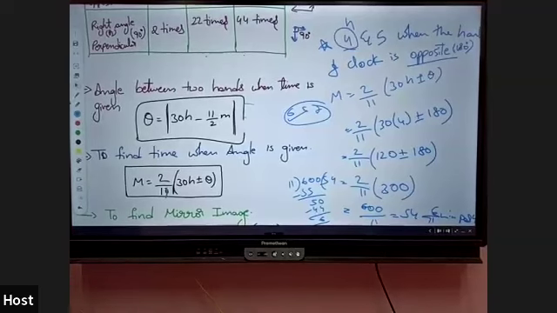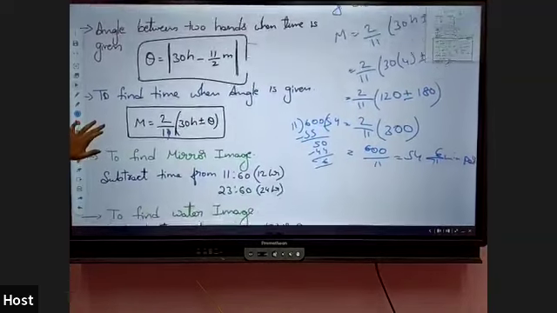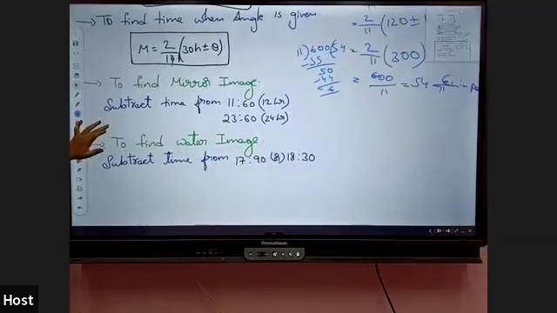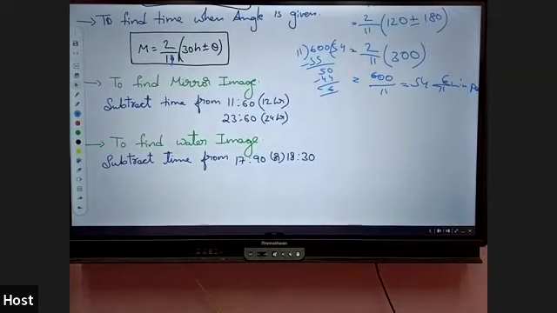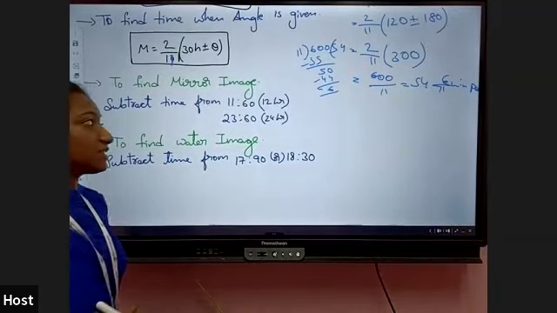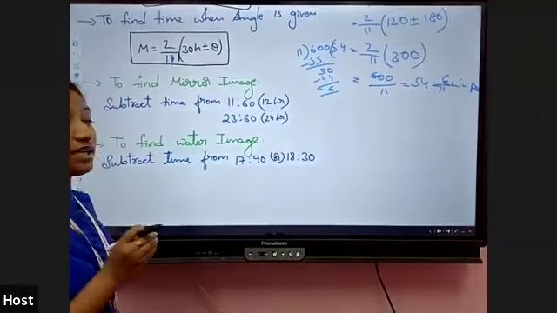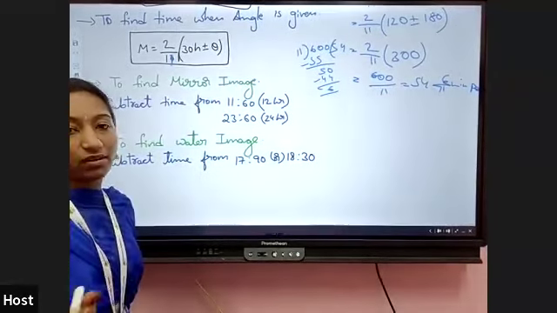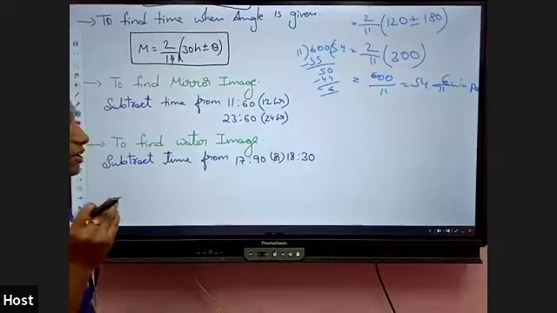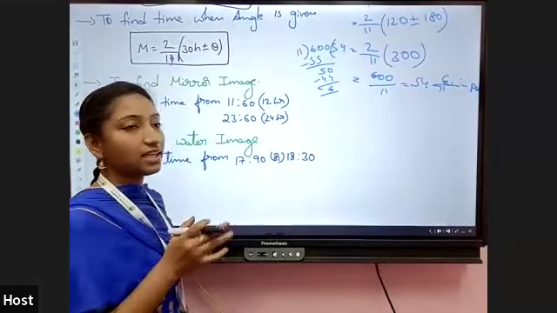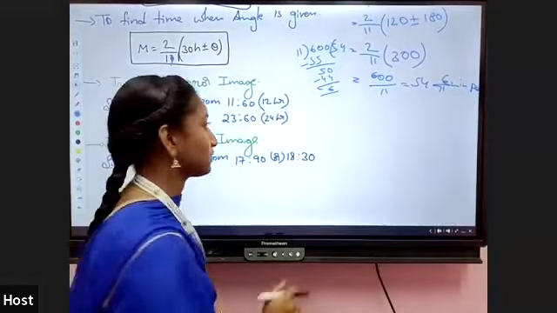Next, to find the mirror image and water image. Firstly, to find the mirror image, subtract the time from 11:60 when the time is in 12-hour clock. Subtract the time from 23:60 when the time is in 24-hour clock.